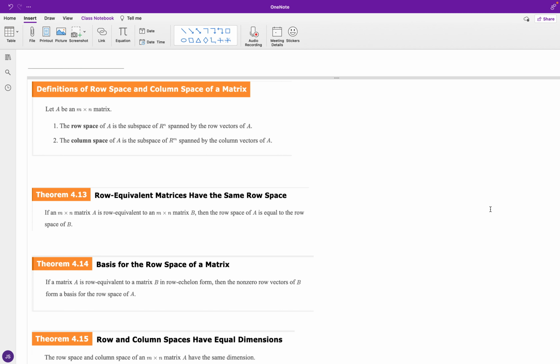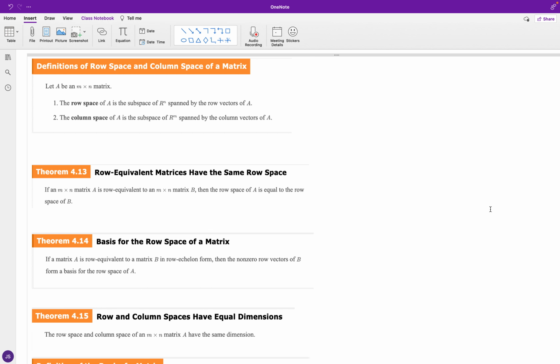And we have the definitions of row space and column space of a matrix. Letting A be an m by n matrix, the row space of A is the subspace of R^n spanned by the row vectors of A, whereas the column space of A is the subspace of R^m spanned by the column vectors of A. And we'll be getting into some applications very shortly.